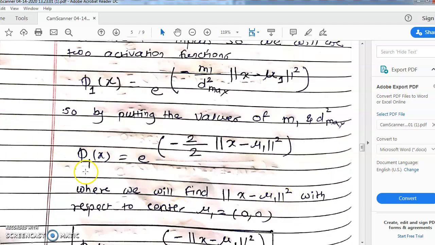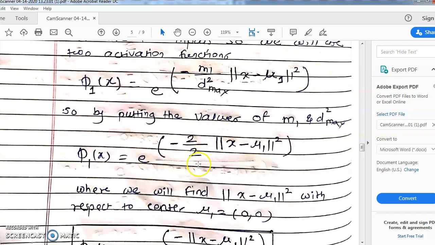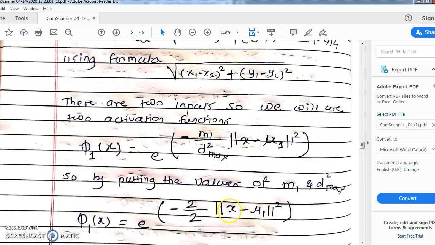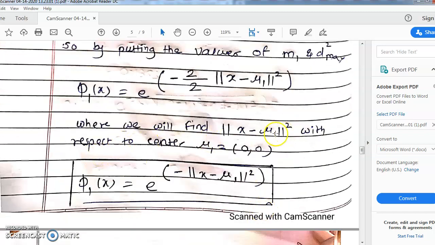If we put the values of m1 and d max in the equation, what will our equation be? Phi 1 of x is equal to e raised to minus m1 divided by d max square. Here m1 is 2 and d max is 1.414, and its square is 2. So 2 divided by 2, times the magnitude of x minus mu1 squared. Here x is the data point, and x minus mu1 is the distance of the data point from the selected center, with respect to center 0 0 and center 1 1.